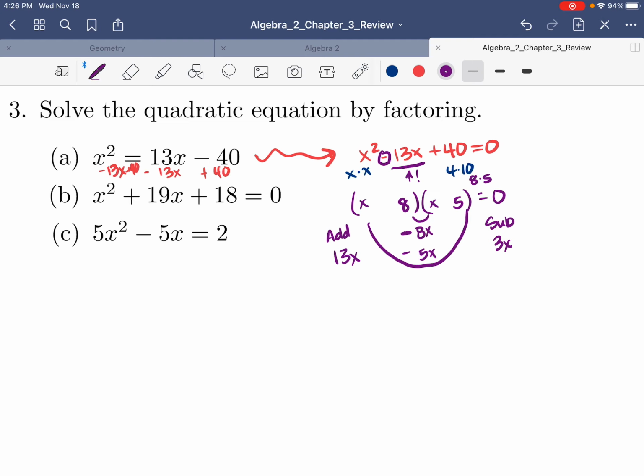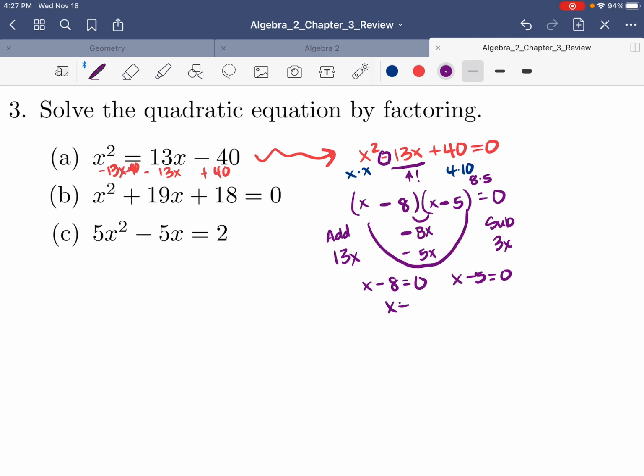Now, the top of the two signs always goes in the front factor. The bottom of the two signs always goes in the back of the two factors. And then now we solve it from this stage. We go x minus 8 is equal to 0, and x minus 5 is equal to 0. This right here is what we call the zero product property. It just means that when two factors are multiplied to get 0, you know that one of those factors better be 0. Otherwise, this does not make sense.